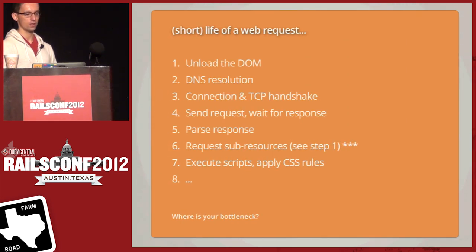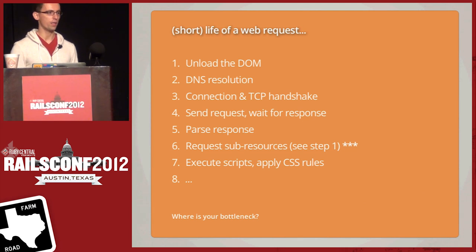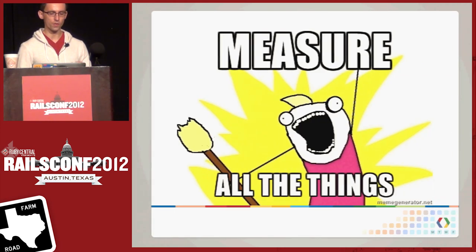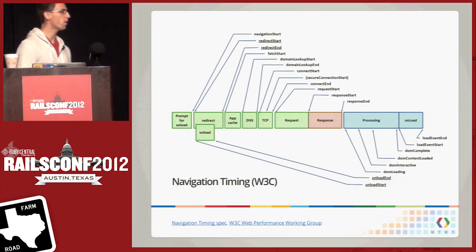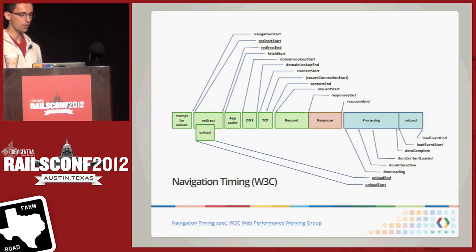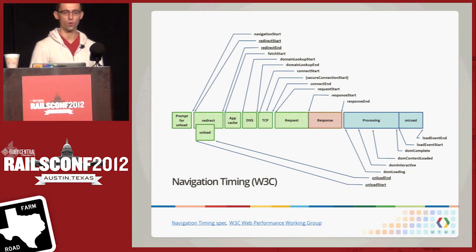How do we measure the DNS resolution time in your browser? We have no access to that data. How do we measure the TCP connection latency? We have no access to that. All of these metrics are very hard to get. But we do have one new addition to the HTML5 standards and W3 standards, which will actually help us quite a bit.